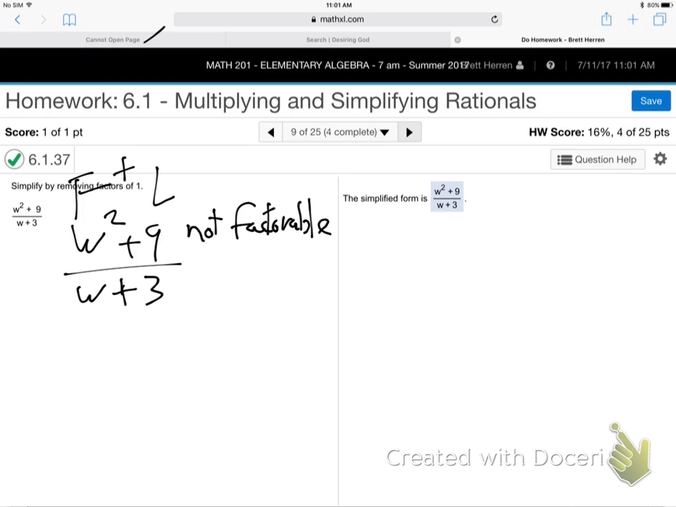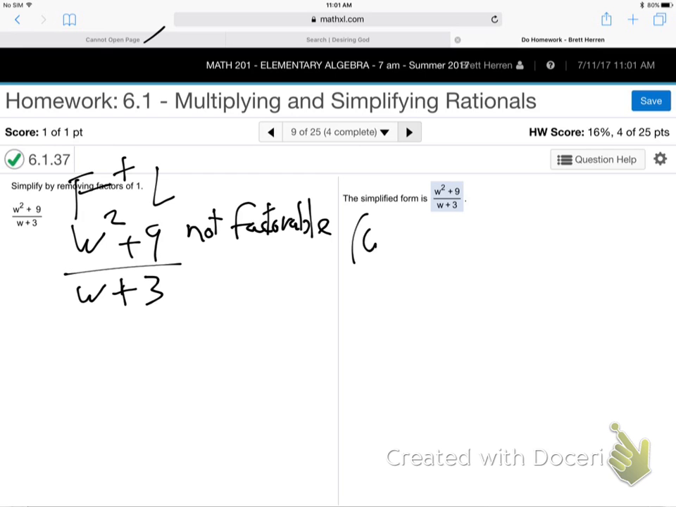Remember, so this is like a little test. Do you realize you cannot factor FL plus? Really important for today's test, right? There'll be 10 factoring problems. Probably a couple of them have some FL pluses. You cannot factor FL plus. If that was W squared minus 9, I would totally do it.